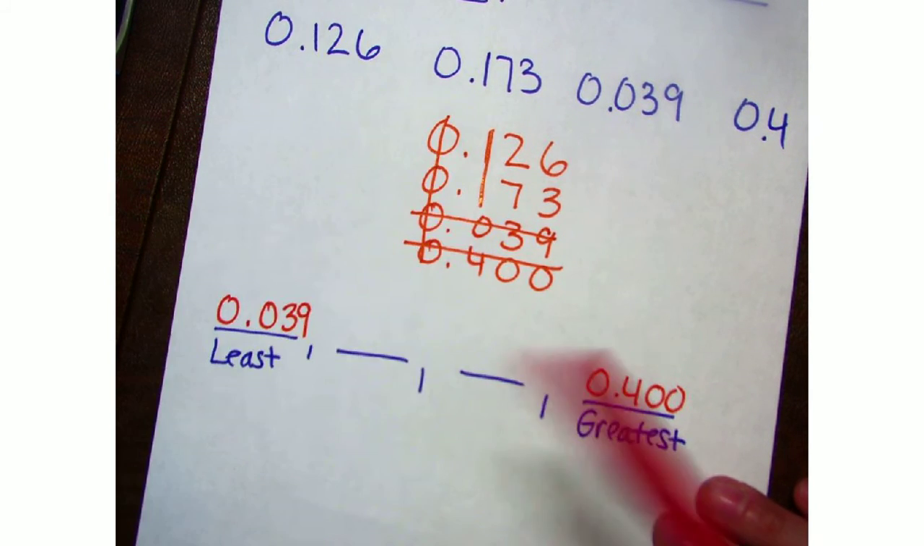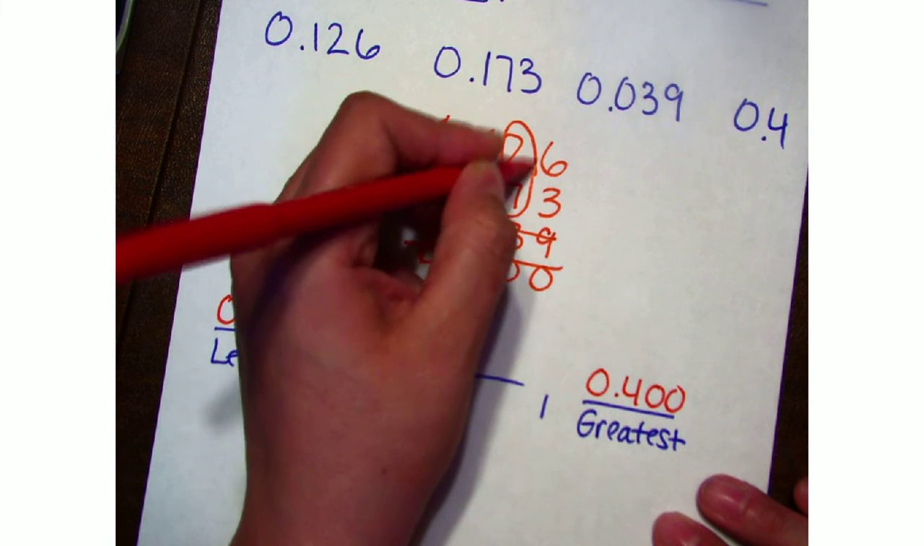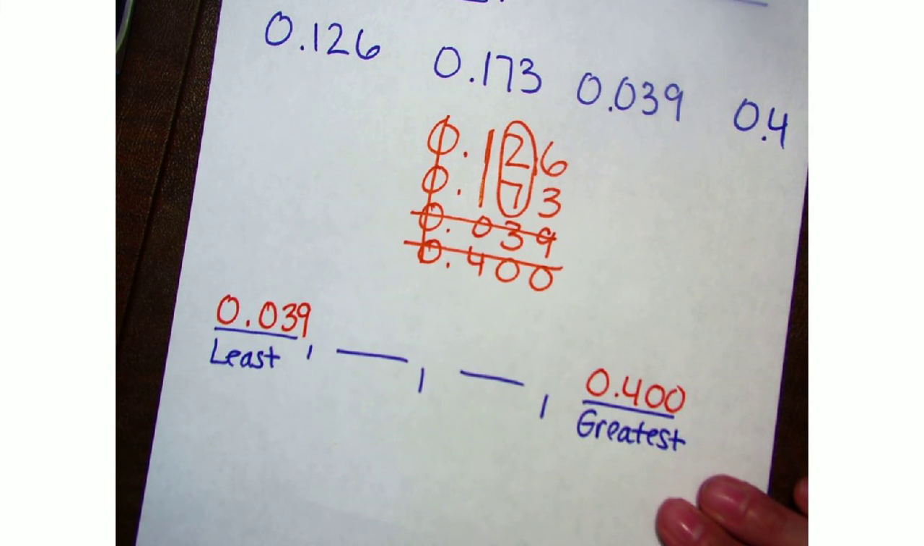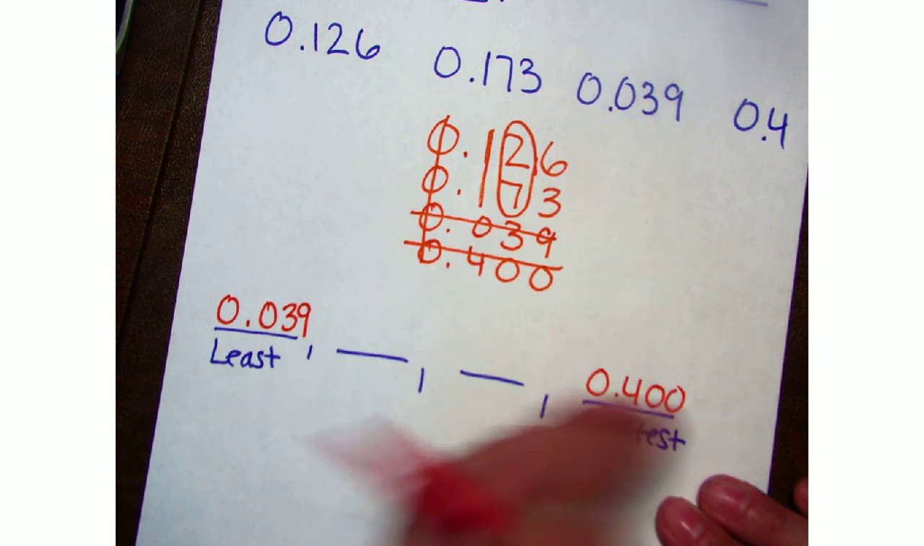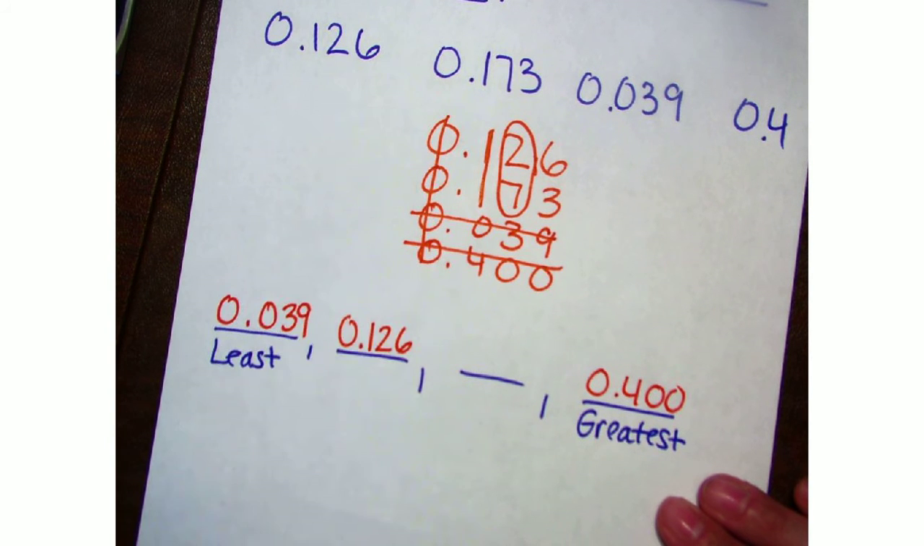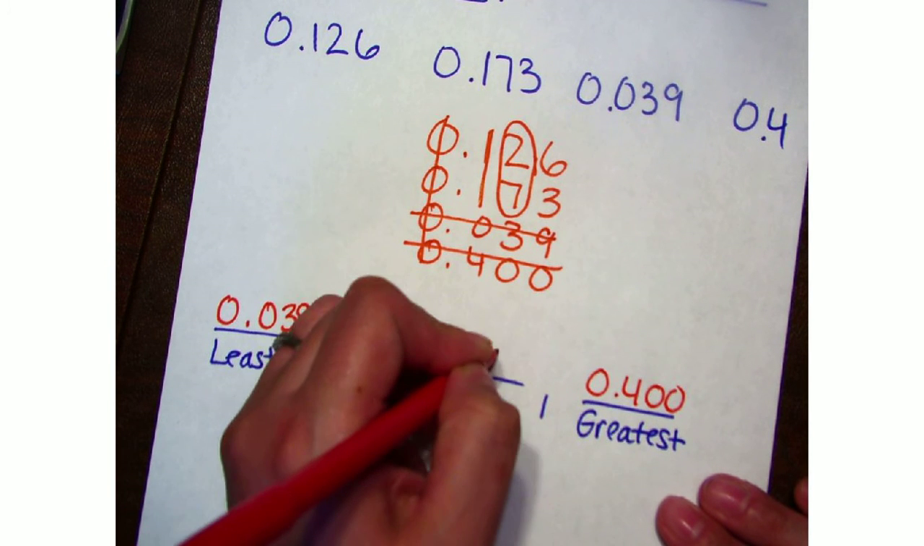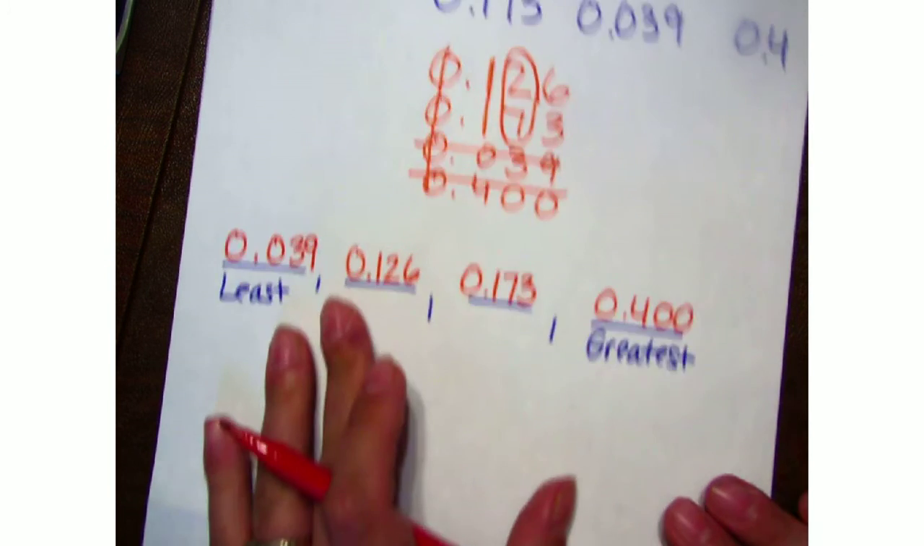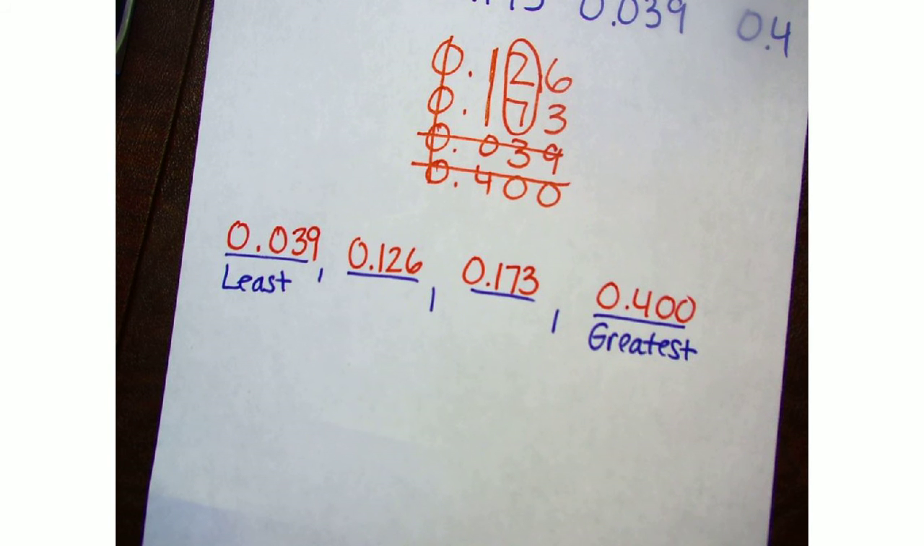Their 1s are the same. And now I get to see my difference between a 2 and a 7. I'm looking for the smaller because I'm going from least to greatest. So I'm going to put the 0.126 first and then the 0.173 second. And there you have it, ordered from least to greatest.